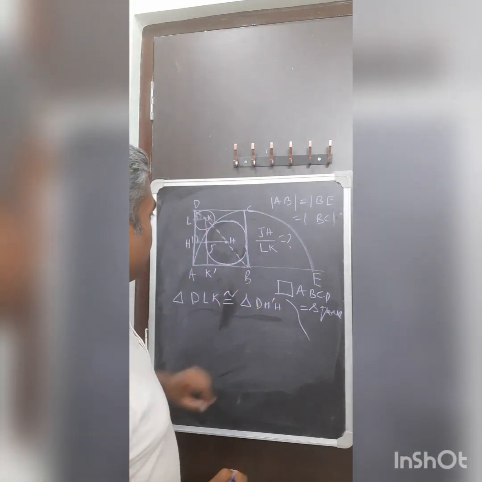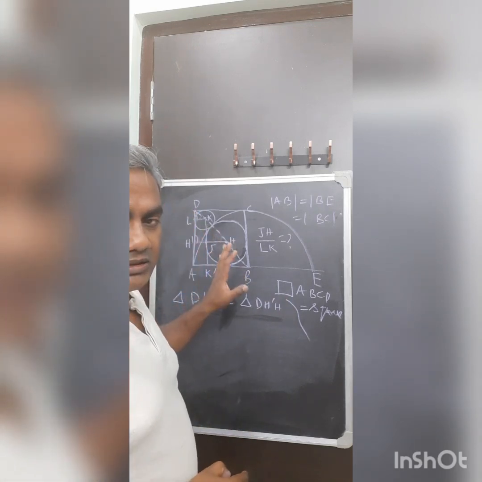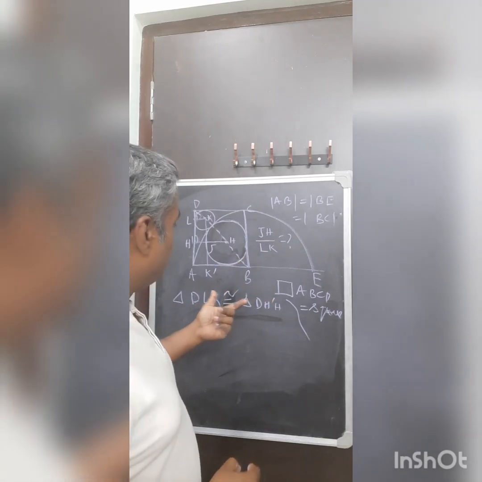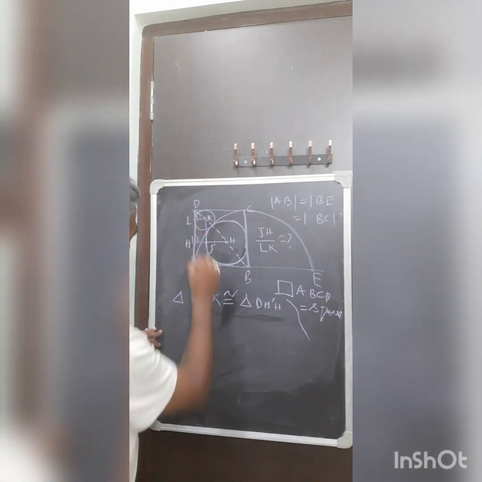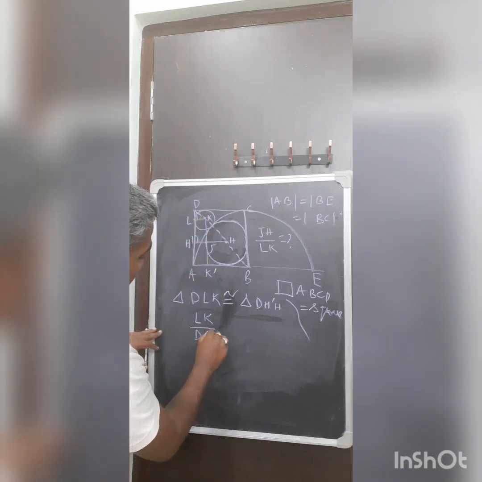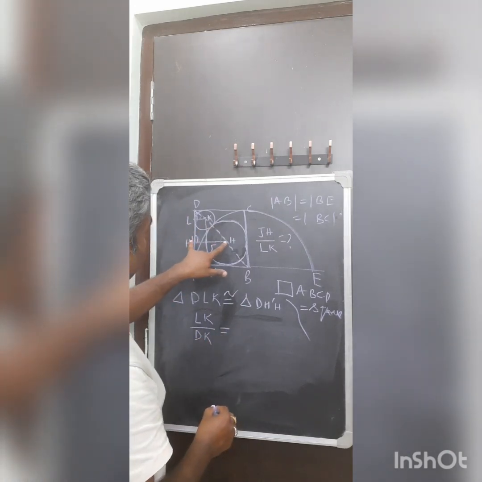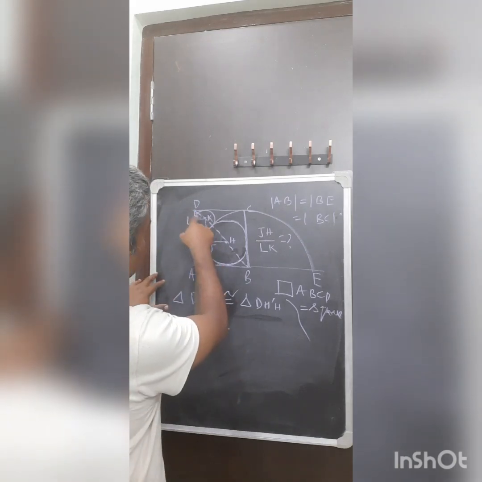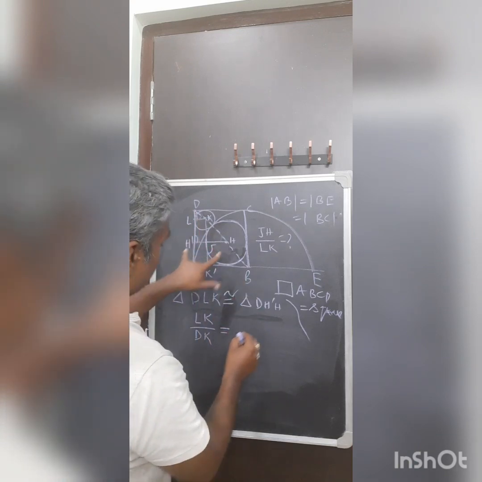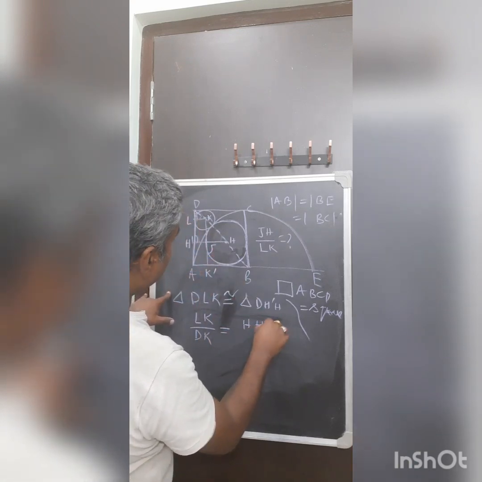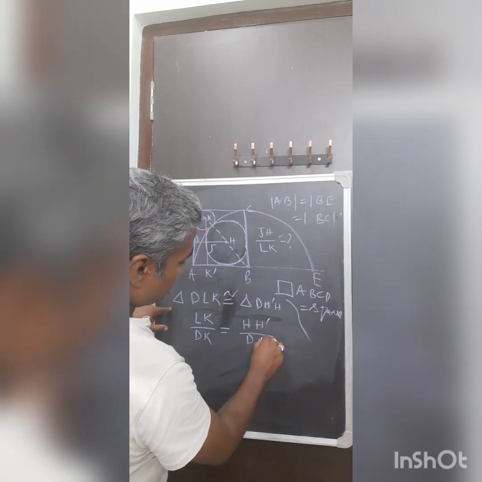So these are similar triangles. From there, if I take the ratio of similar sides, this must be equal. This is the property of similar triangles. So if I take the side LK against diagonal DK, it must equal the similar sides. For this triangle it is LK and DK. For this triangle it must be the base H dash upon the diagonal DH.